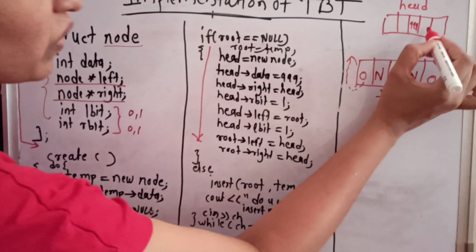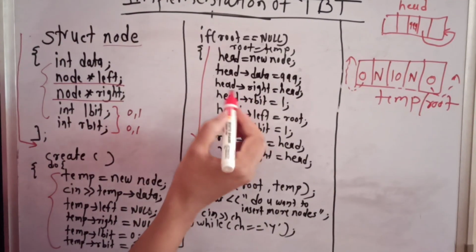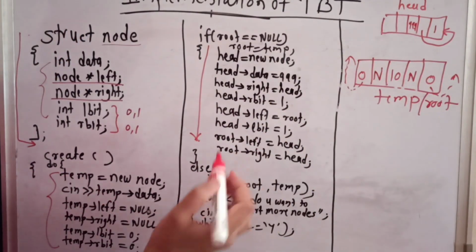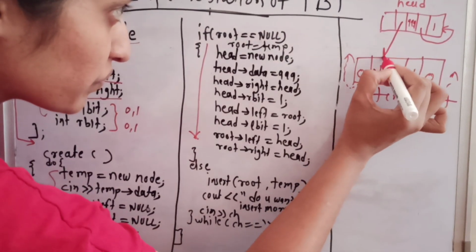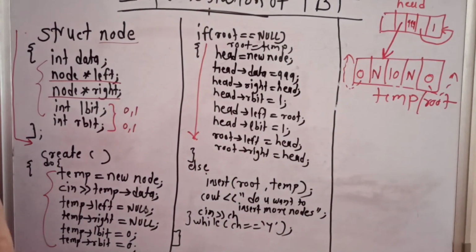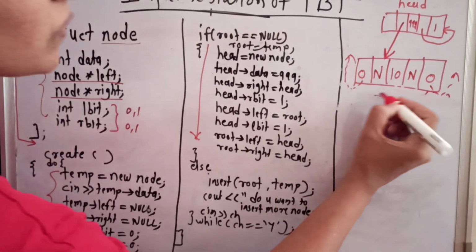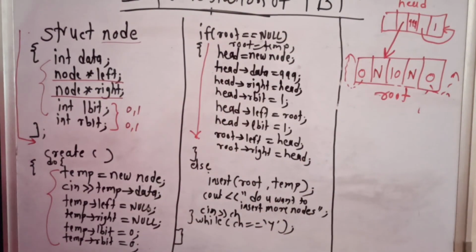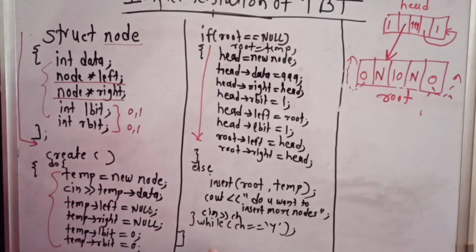Head right is equal to head. So this will act like a self-referential link here. Head R bit is equal to 1. We are going to mark it as 1 here. Head left is equal to root. Now it will act this way. That means whatever root node is there, it is actually acting like a left child for this head node. So that's why the head L bit is equal to 1 here.